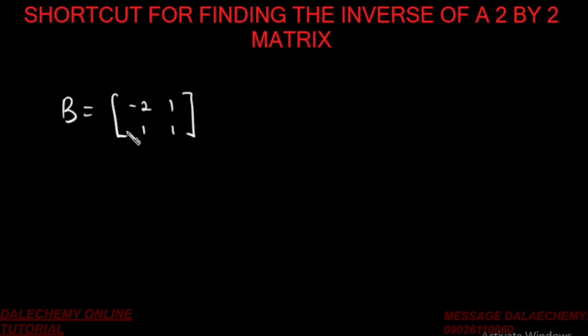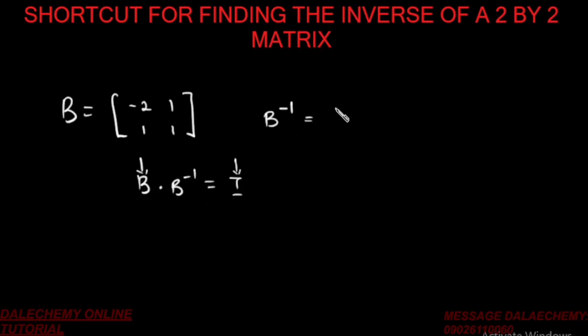Now, we know that normally if you want to find the inverse of B, the matrix times the inverse will give us the identity matrix. But we know B, as given in the question, and we know the identity matrix, but we don't know the inverse. So we have an equation with an unknown, and we cannot find our inverse like that.